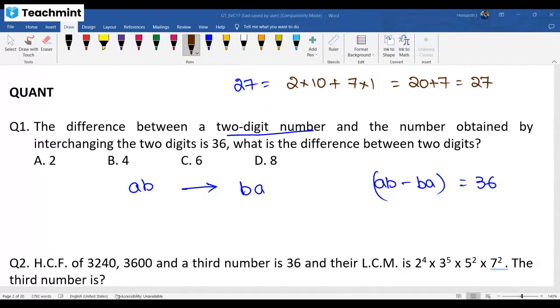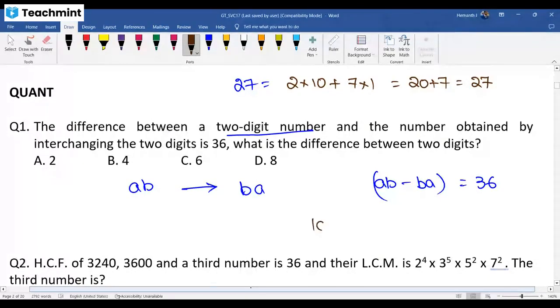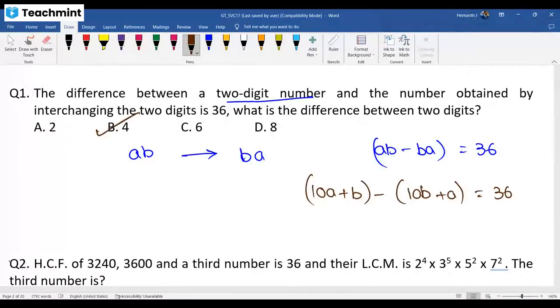So here, A is in tens place, so I can write 10A. B is in units place, so B, minus. Here B is in tens place, 10B, and A is in units place, A only. That must be equal to 36. So A minus B is how much? 4, right? How, sir? 10A minus A is 9A, and B minus 10B is minus 9B. You take 9 common and divide. Hope you got A minus B is equal to 4.